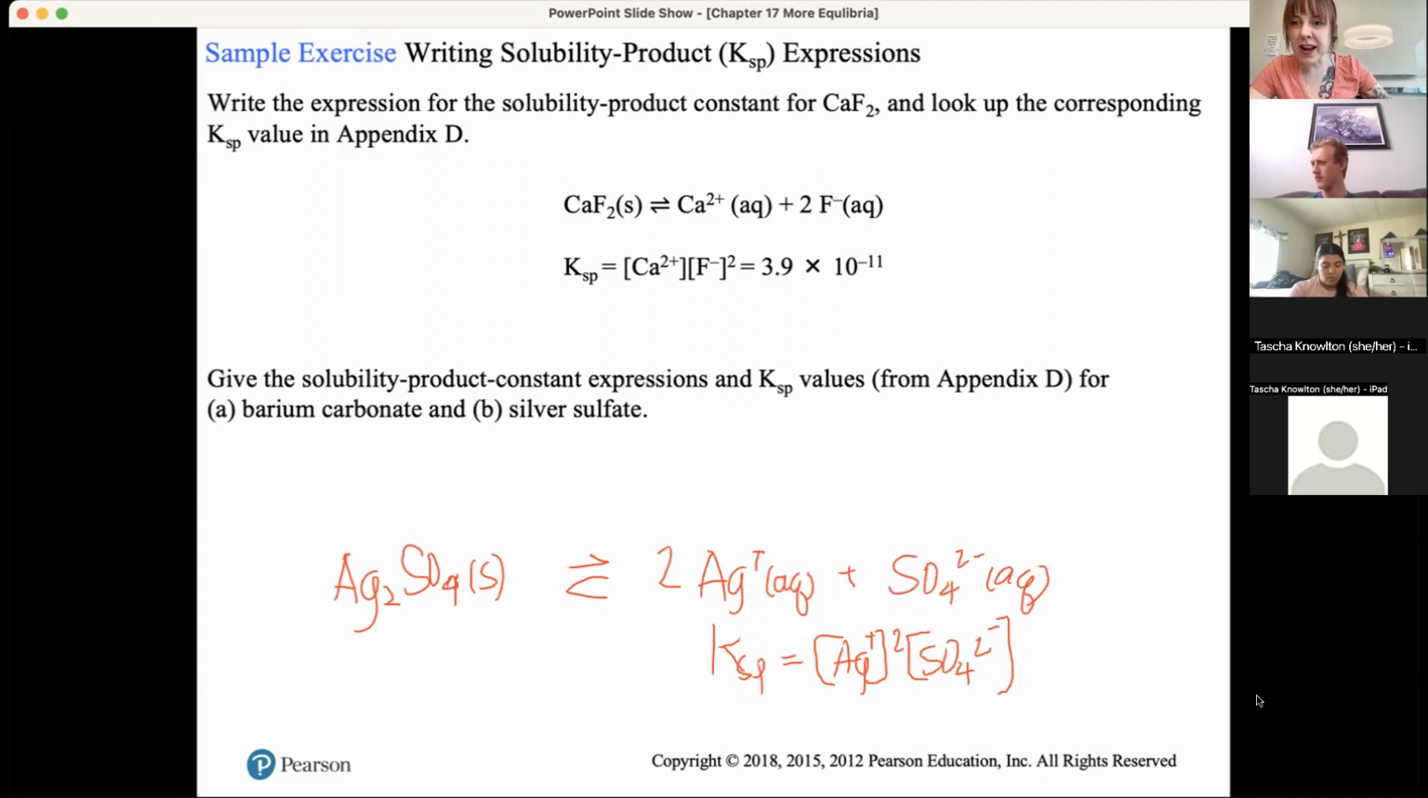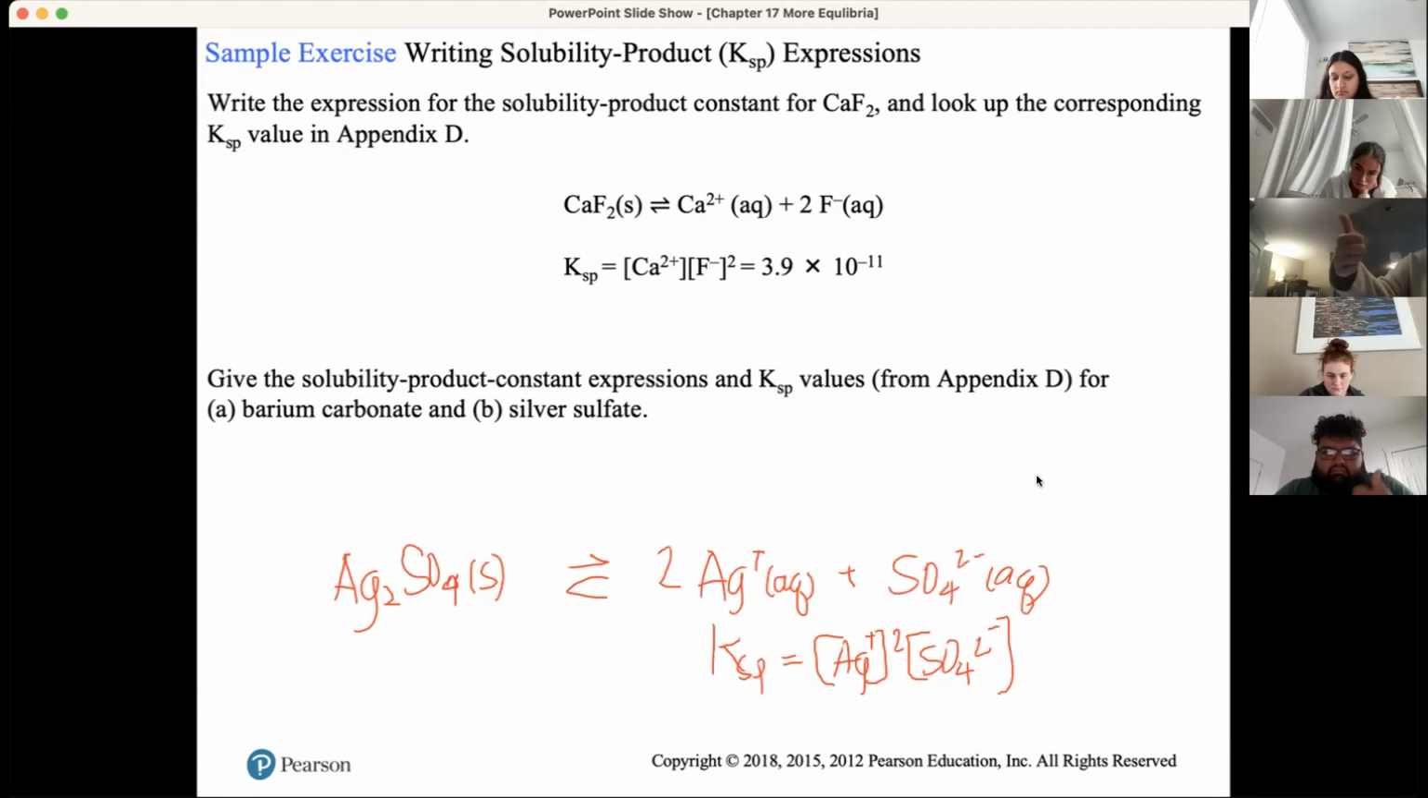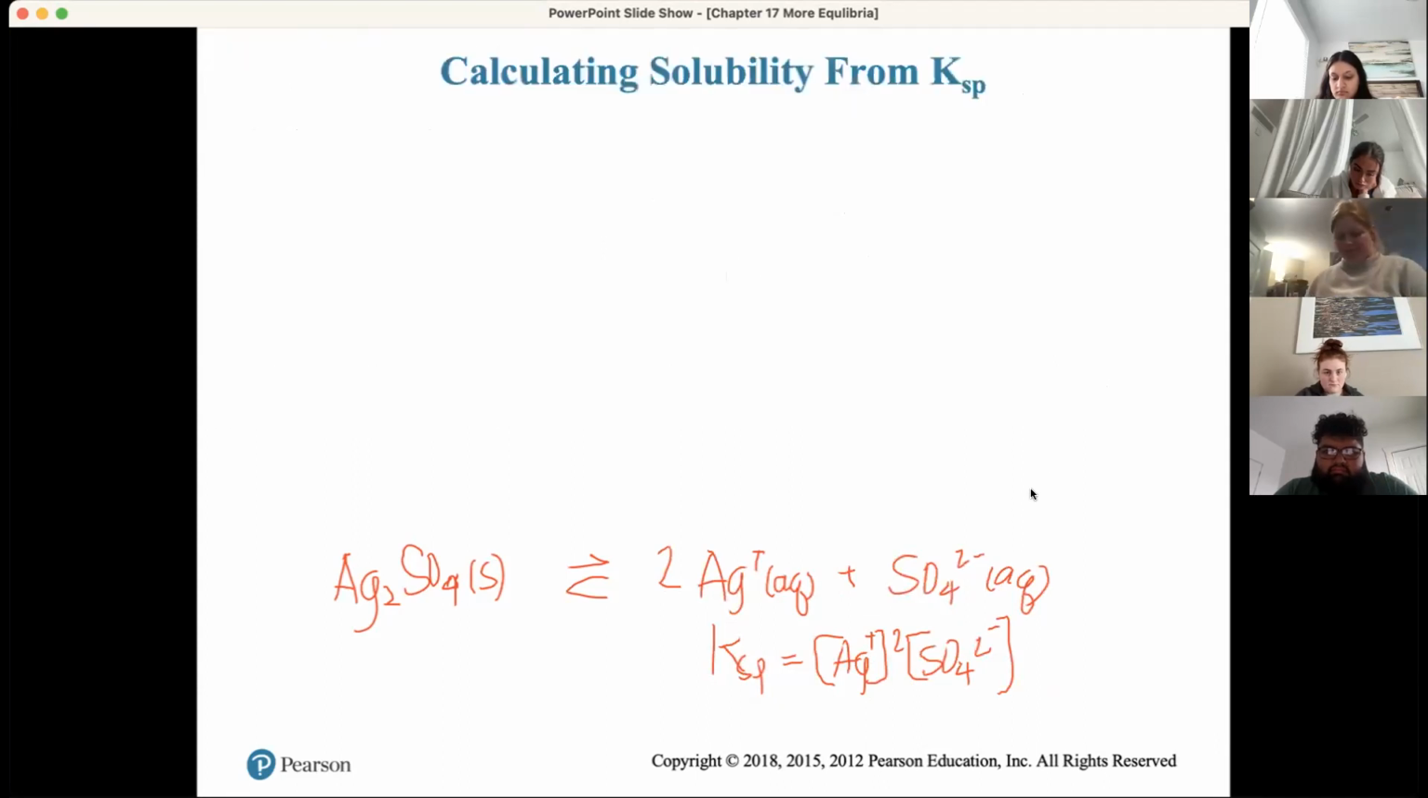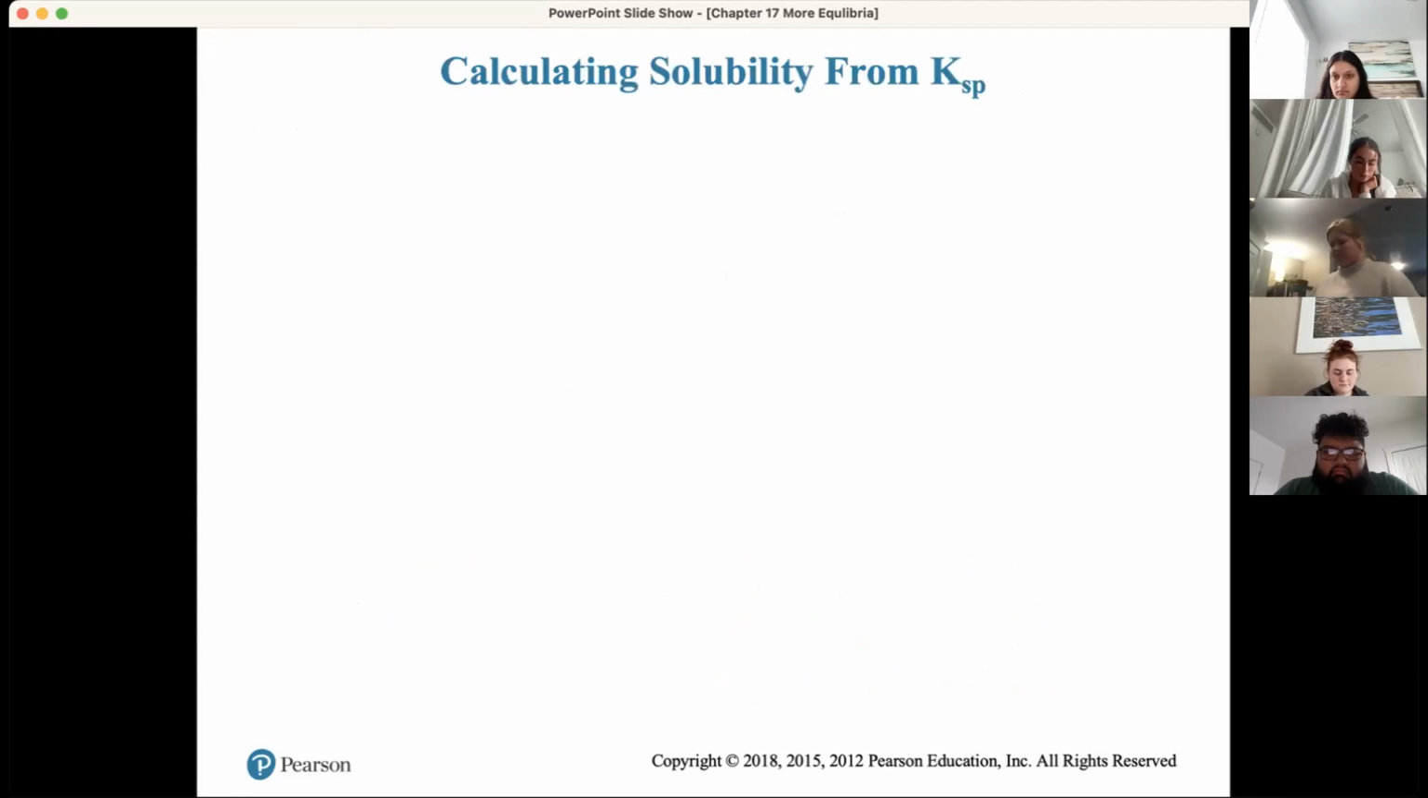Thumbs up from my friends. You guys all good? Okay. Let's do some things with numbers now. Okay, so let's calculate that solubility. So again, solubility is what? You can do it with your fingers if you want. Everybody do it.